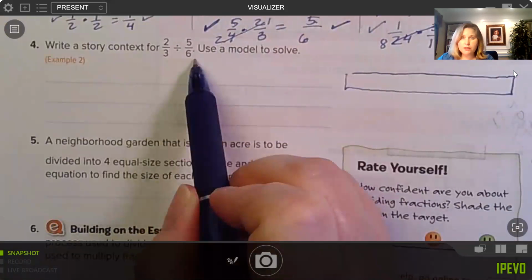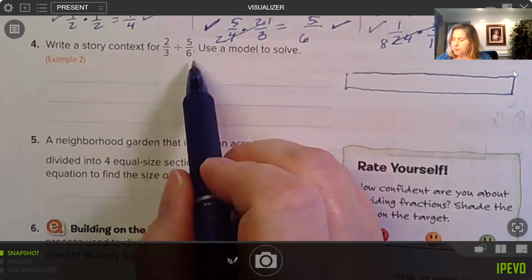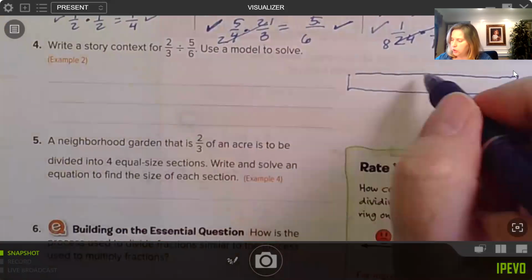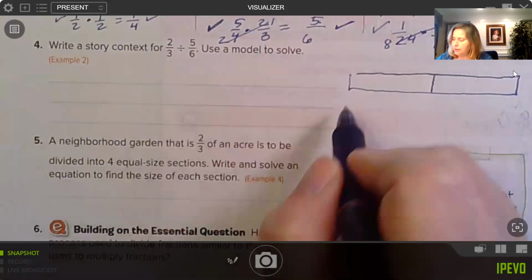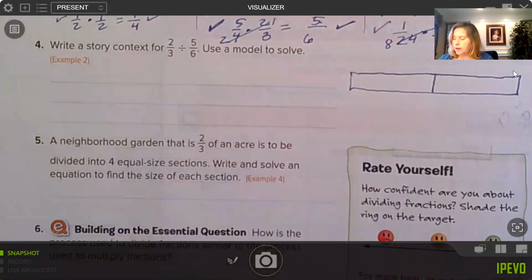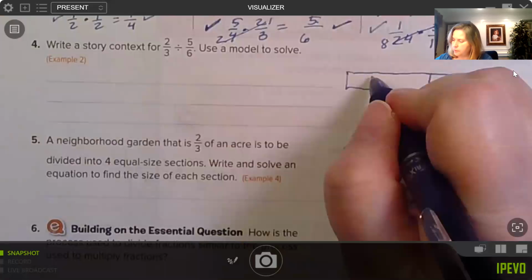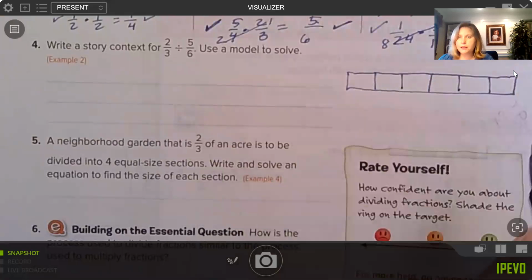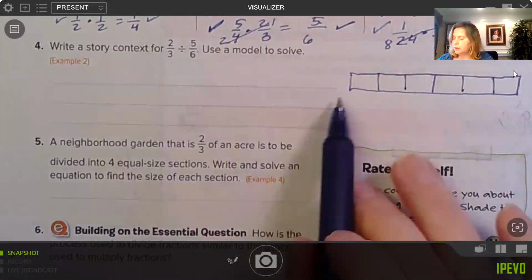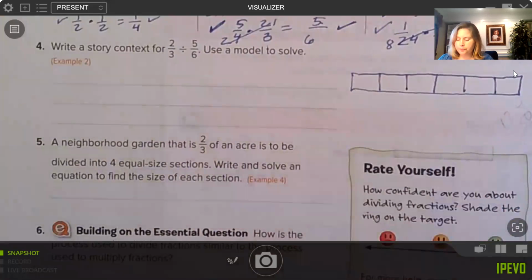So I know I'm going to need to divide something up into sixths. To get 6, I'm going to do 3 on this side and 3 on this side. So first I divide it in half, and then each half needs to have 3 pieces. So now you should have sixths. So draw a diagram with 6 pieces, a rectangle divided into sixths.